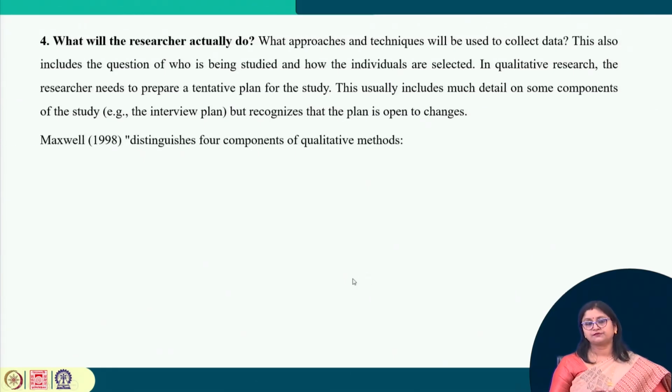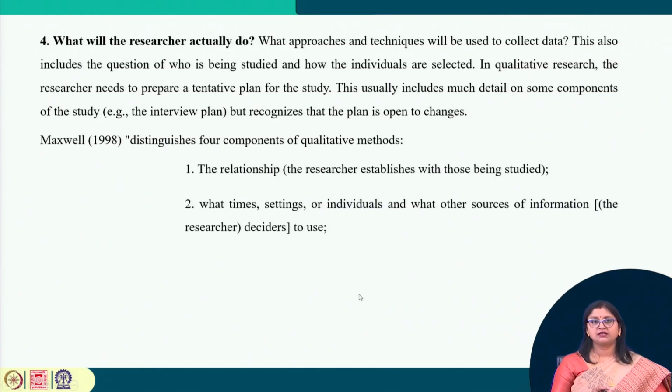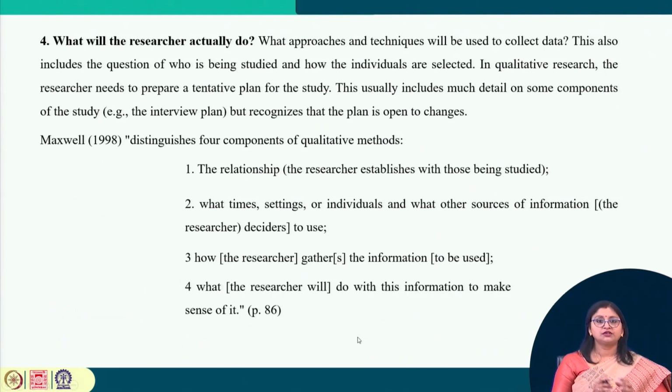is open to change. Maxwell in 1998 also distinguishes four components of qualitative methods. The first one is the relationship the researcher establishes with those being studied; the second is what time, setting or individuals and what other sources of information are going to be used or decided to use. The third is how the researcher gathers the information to be used, and the fourth one is what the researcher will do with the information to make sense of it.